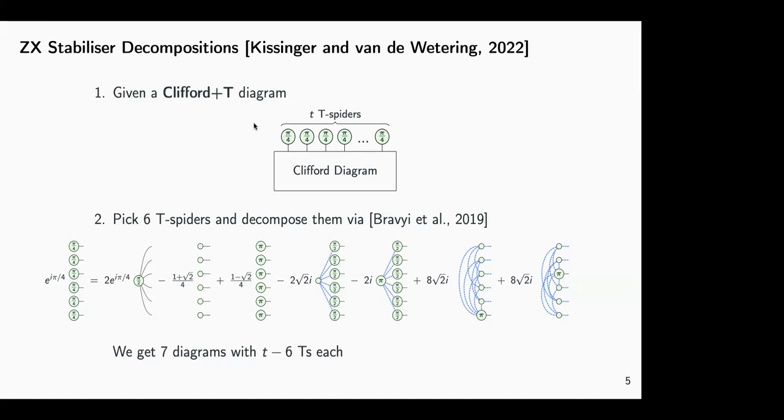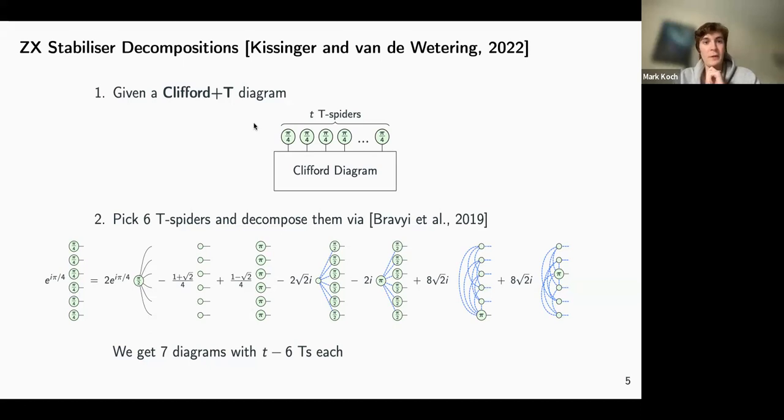And do you worry about putting the spiders in one layer, like these pi over 4 spiders, so that you can minimize the number of T layers? So we're not thinking about layering it. One way people describe this in the literature is that in a circuit setting, you have a slice of Clifford stuff, then you have one slice of T gates, one slice of Clifford things.